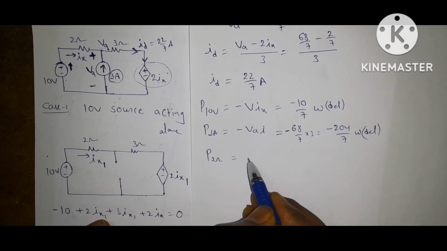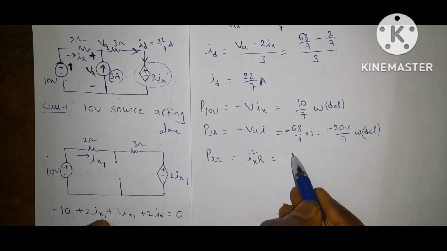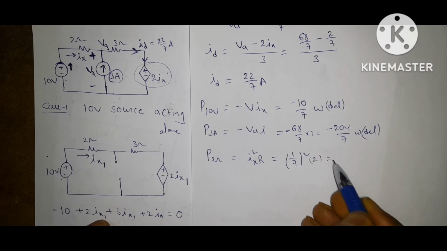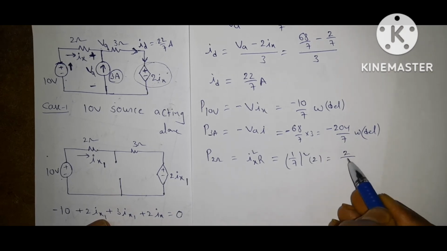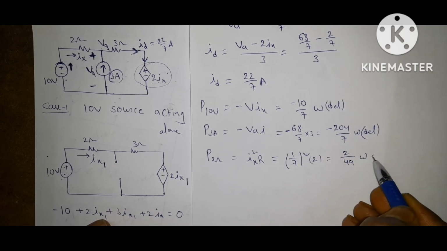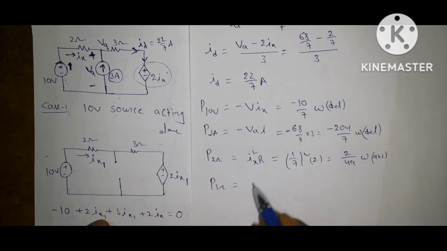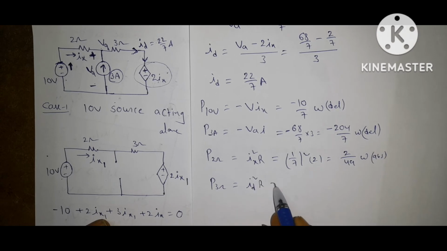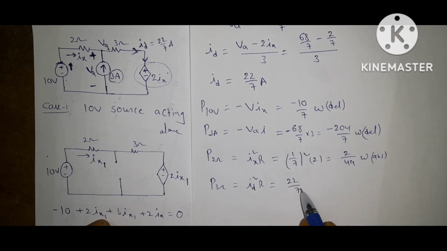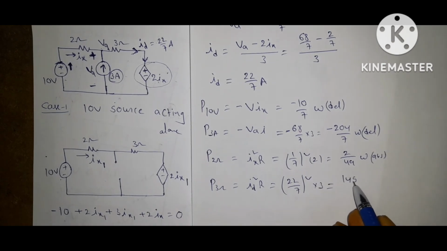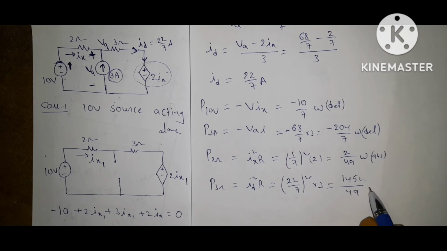Now P for 2 ohms is I square R. So this is Ix square, 1 by 7 whole square into R, which is 2 ohms. You will get 2 by 49 watts absorbing. P for 3 ohm is ID square R. What is ID? 22 by 7 square into 3. You will get 1452 by 49 watts. This is also absorbing.